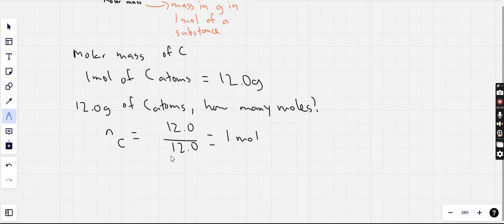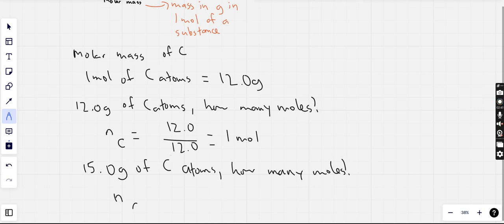Okay, 1 more. Let's say now, what if I have 15 gram of carbon atoms? How many moles do I have? It's a similar working. nC equals the total mass of 15 gram divided by 12. And you guys should punch this into your calculator. Let me do so. You get 1.25 mole. So basically that's all there is to the math.